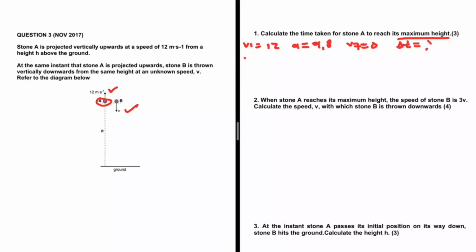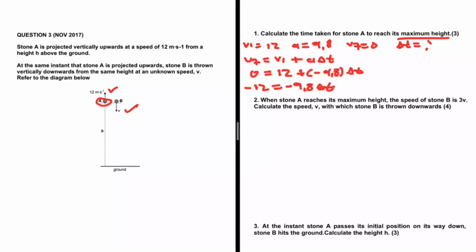With these four variables, we can use Vf equals Vi plus a delta t. Vf is 0 because we're interested in the maximum height. Vi is 12 meters per second with the positive sign because we're taking up as positive, plus the acceleration, minus 9.8. That is because the gravitational acceleration is downwards and we're taking up as positive. Delta t is what we're interested in. We are obviously going to take 12 to the left hand side. We're going to have minus 12 being equal to minus 9.8 delta t.